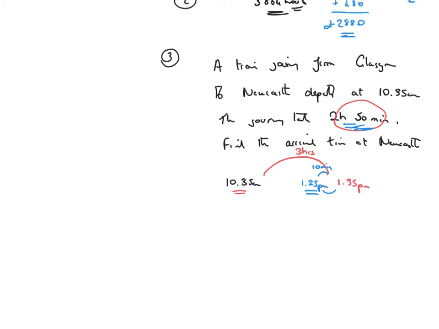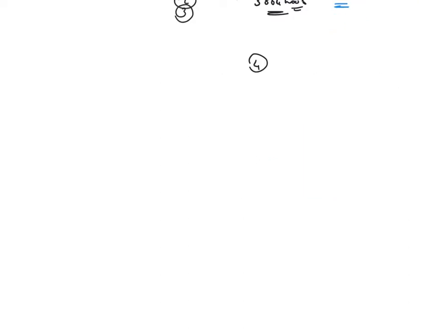Okay, so for the 2 hours 50 minutes, we've jumped 3 hours, but then came 10 minutes back. So 10:35 to 11:35, 12:35, 1:35, and then back the 10 minutes, 1:25 p.m. Okay, question 4.